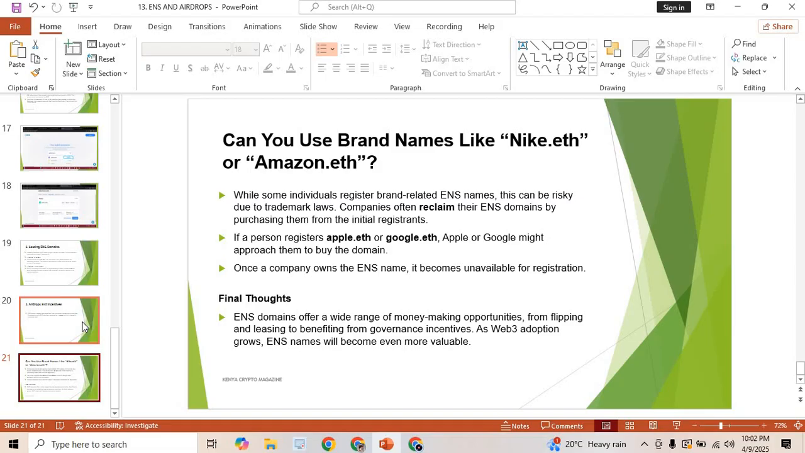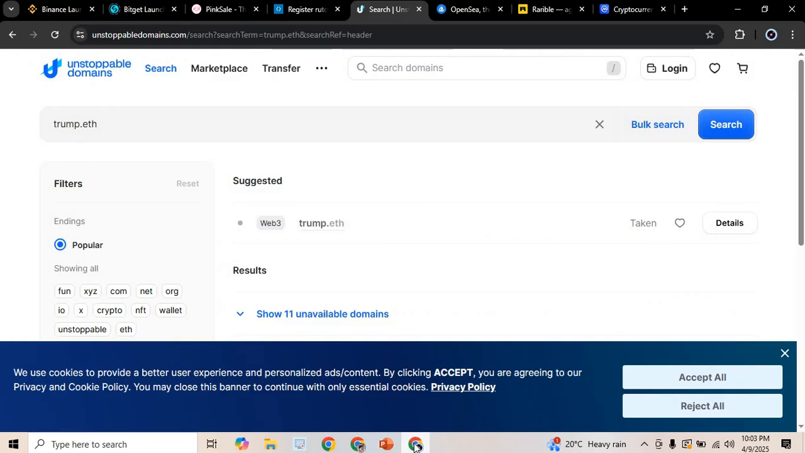Ambrose, your hand is up. Am I audible? Yeah. I wanted to know whether we can do the ENS in other formats, like numeric or alphanumeric. Do you mean by alphanumeric? I can't quite get your question.